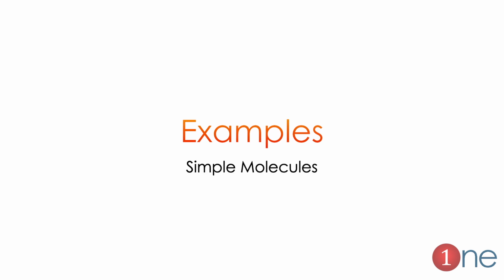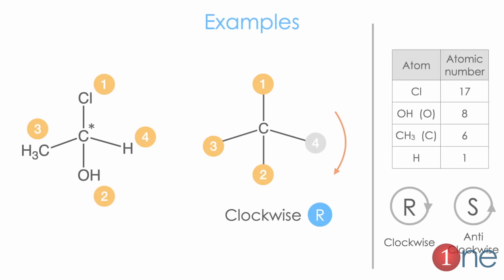So let us start with a simple example. We learn by solving the problem. So let us start with very simple things. Here is a very simple one, a chiral carbon connected with methyl, alcohol, hydrogen and chlorine. We have already seen this one. Now we will go the proper way. So the attached atoms are oxygen, carbon, chlorine and hydrogen. The highest atomic number is chlorine, then oxygen, then carbon, then hydrogen.